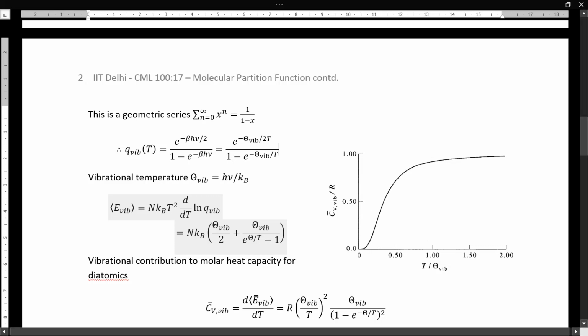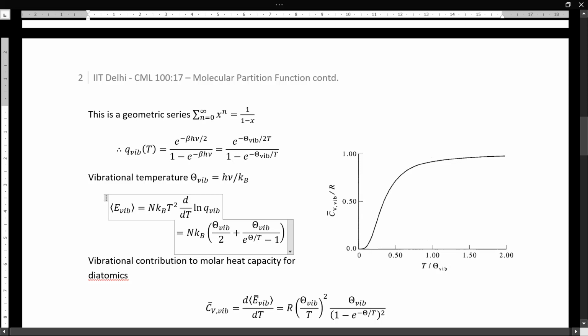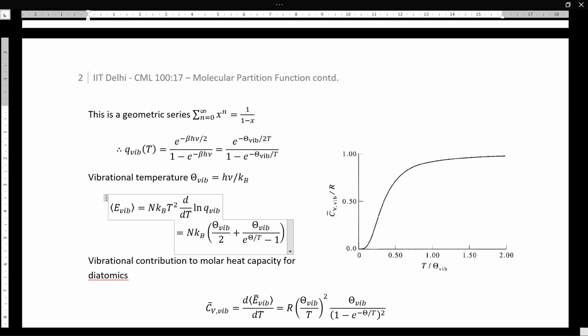So what we get is N k_B theta by 2 plus theta by e to the... Remember, this theta by 2 is just h nu by k, theta vibration is nothing but h nu by k. And then k gets cancelled with this particular k. Yeah. So this is nothing but h nu by 2, which is the zero point energy.